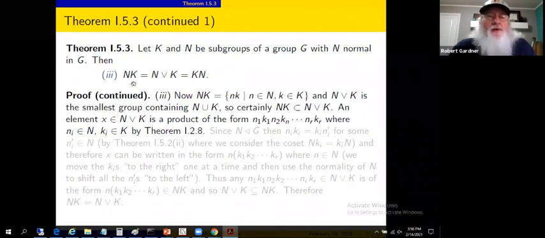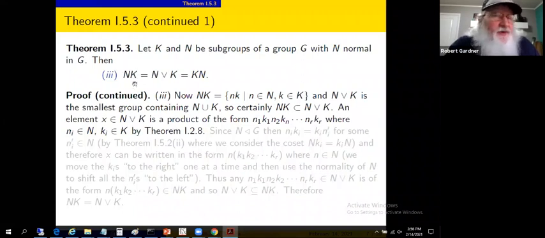Thirdly, probably the most useful of these claims, we'll look at products of groups. We'll look at sets of this form in the future. Do these sets in general form subgroups when K and N are subgroups? No. But if you look at a set of this form where K and N are subgroups of a group G, and one of these is normal, then you're getting a subgroup. That's part of the claim here.